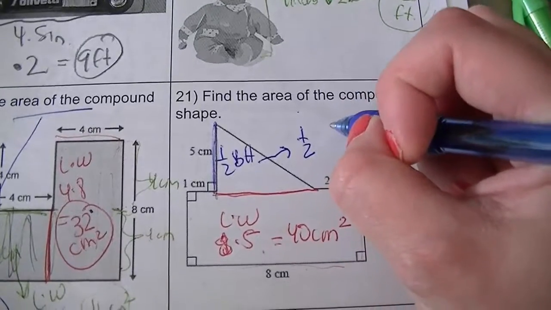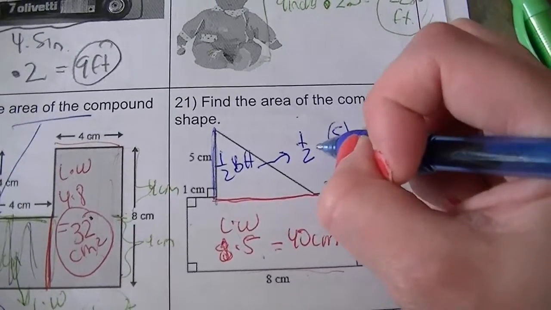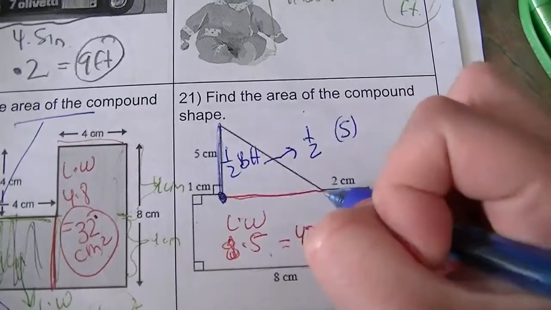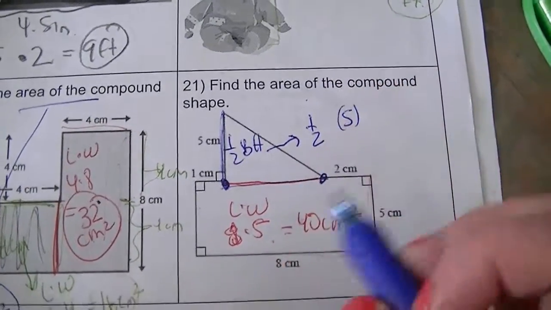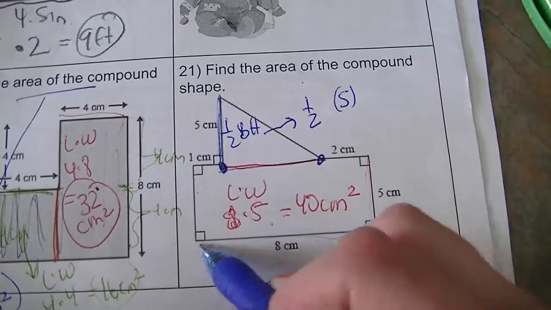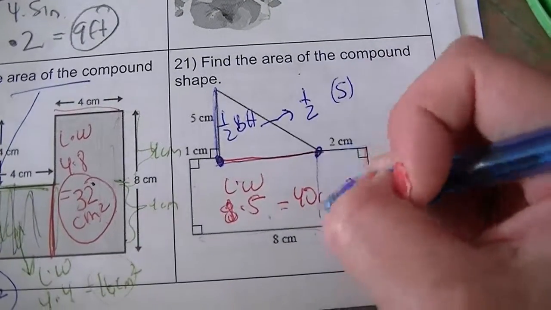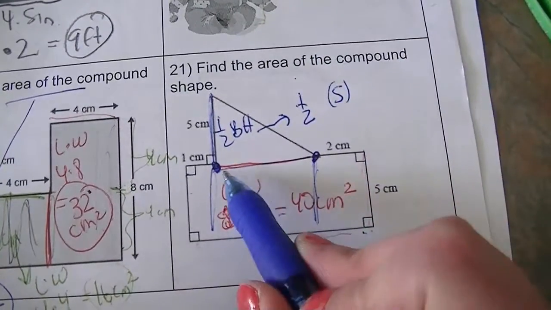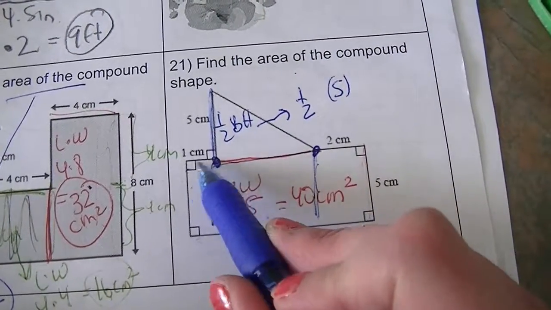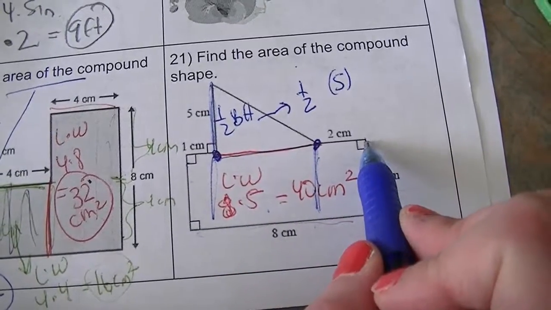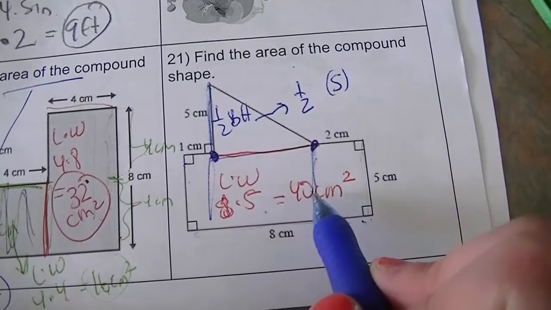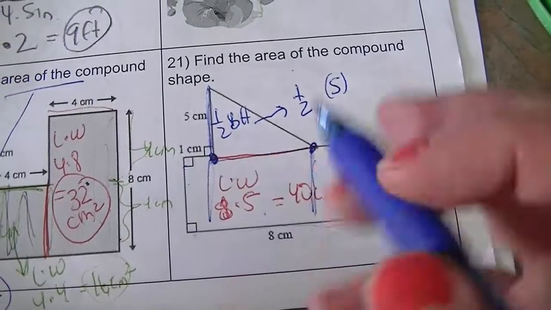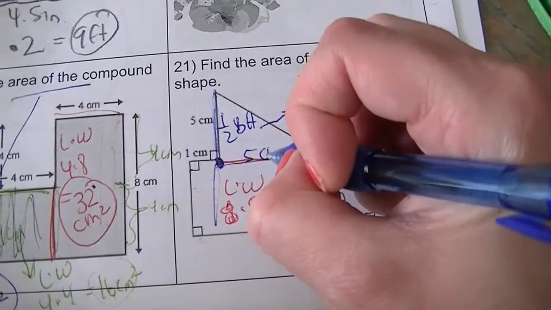1/2 that base times the height of 5 centimeters. We've got to find what that base is, though. The base of this triangle is the distance from here to here. Well, if this whole length from here to here is 8 centimeters, from there to there is 2 centimeters, and from there to there is 1 centimeter, how many more do we have to get to make this a length of 8 centimeters? So 8 minus 2 leaves me 6, minus 1 leaves me only 5 centimeters.